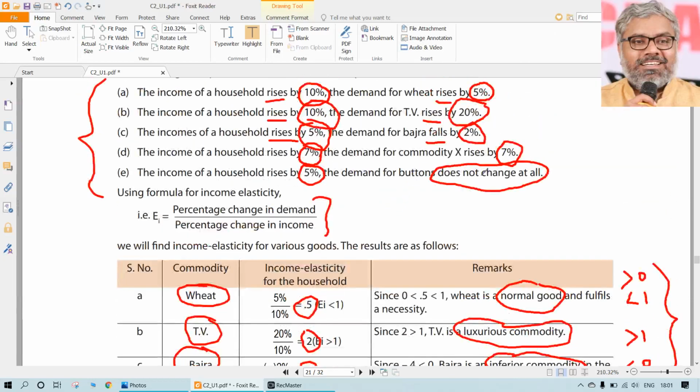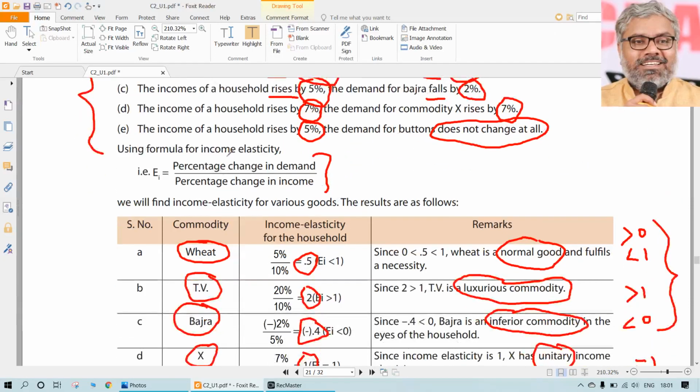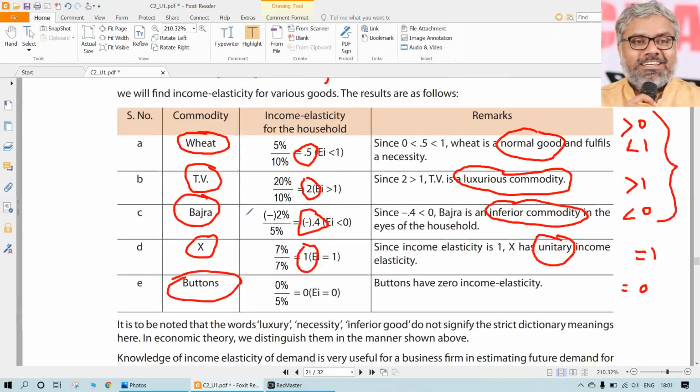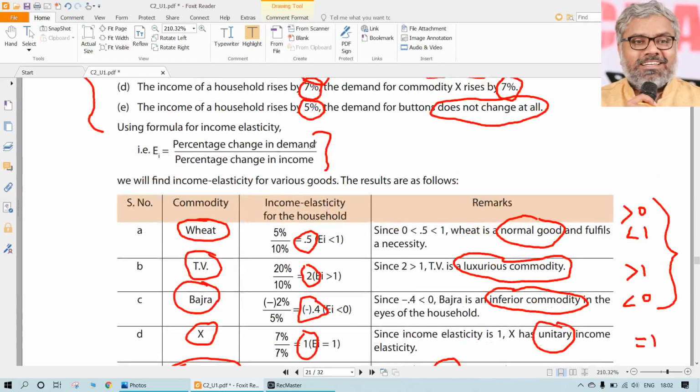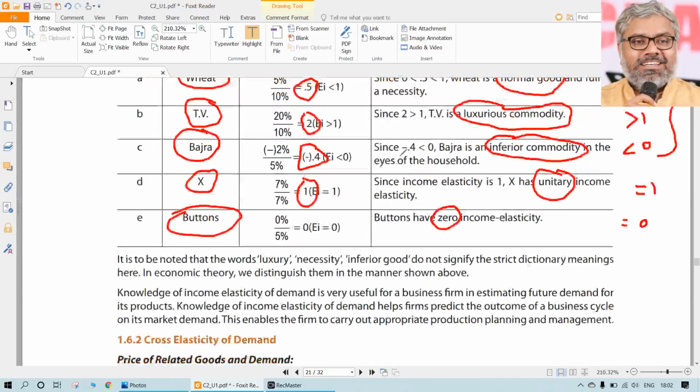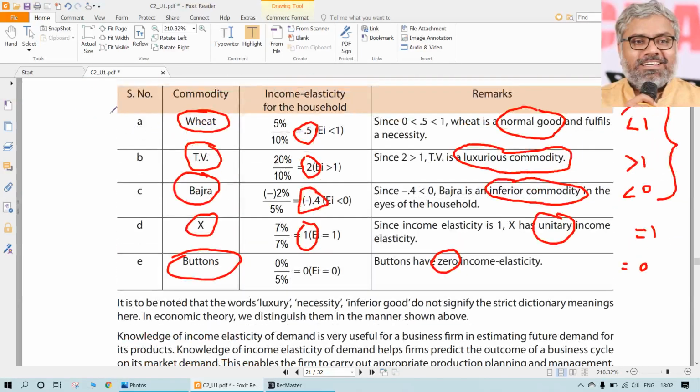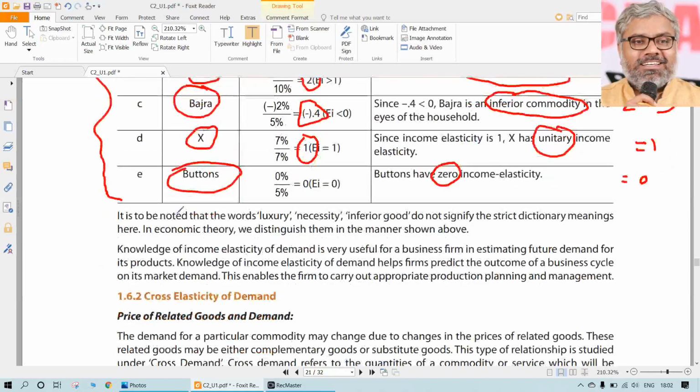Examples are those things. So what does it mean? The demand for such commodities does not change at all, even though income increases or decreases. So income elasticity is 0. In other words, we can say the demand for this particular commodity is not responsive to changes in the income of the people. That's it. That is about various examples and possibilities of income elasticity of demand.